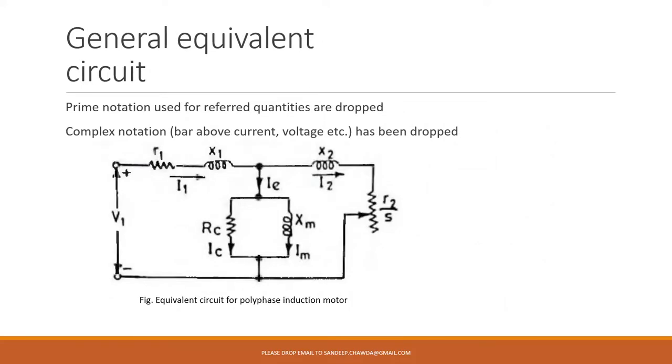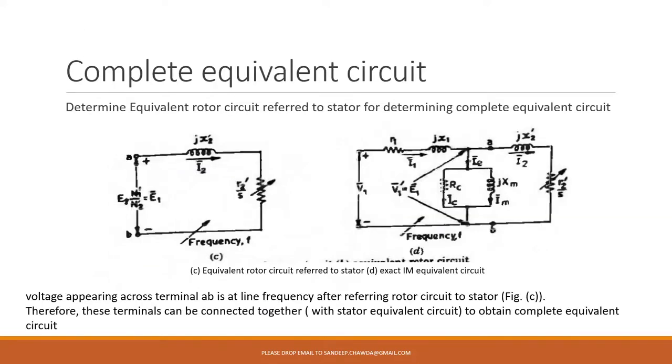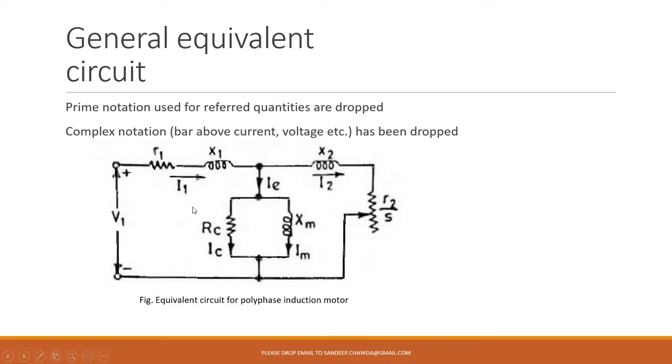This is your general equivalent circuit. In this circuit, what we have done is just removed the prime notation. The complex notation is removed, so it seems a little easier. You could see in this case, R1 is there, X1 is there. On the stator side, RC and IC are there, which represent your core loss component. XM and IM represent your magnetizing part.